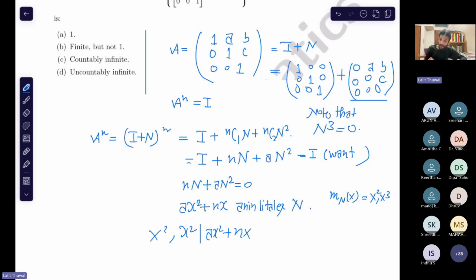But is this true? What do you think? No, it is not true. It is not possible, since both A and N are non-zero. Keep that in mind. So what do we get? We get that if A is not equal to identity, then this thing can never be 0, no matter what the value of n.